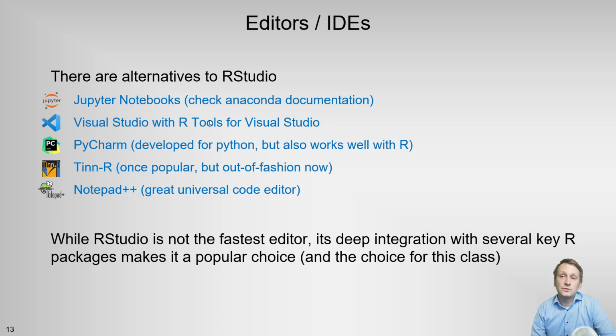You could also use Visual Studio, and there's an RTools plugin that lets you actually develop R code. If you already work with Python, PyCharm is probably your editor of choice. It can also work with R code and interface with it, again lacking some of the integrations that RStudio has. And then you can use plain editors like TextPad or Notepad++. They're great for editing just a script file, but again, they don't have that type of integration that RStudio can offer.